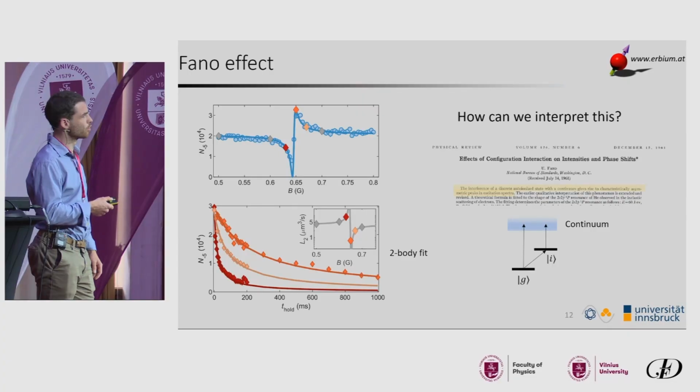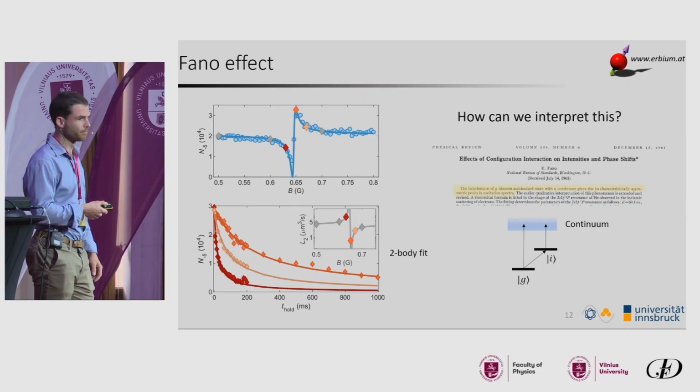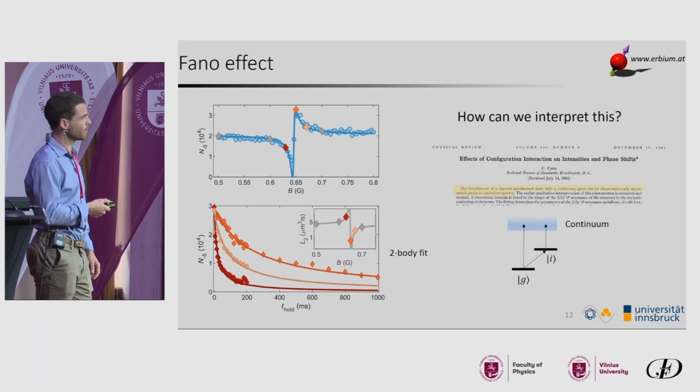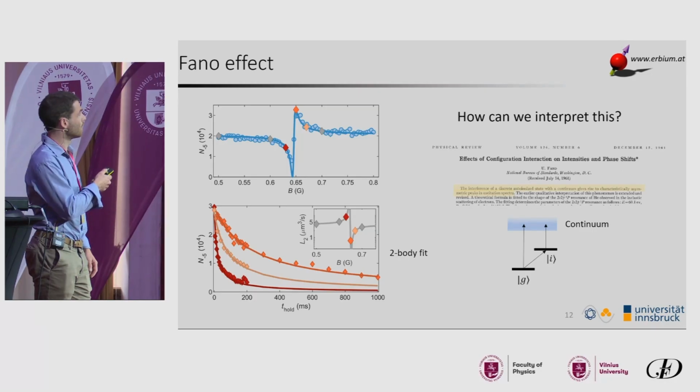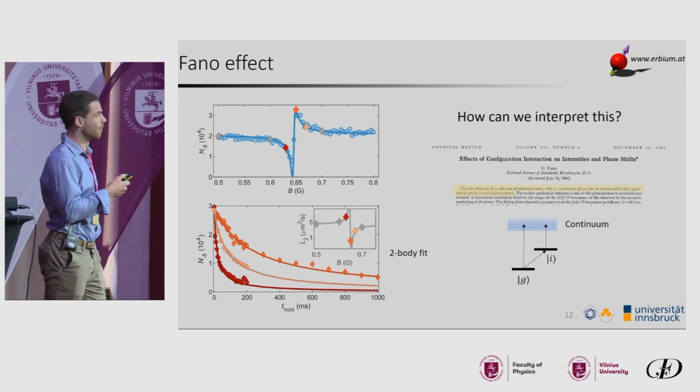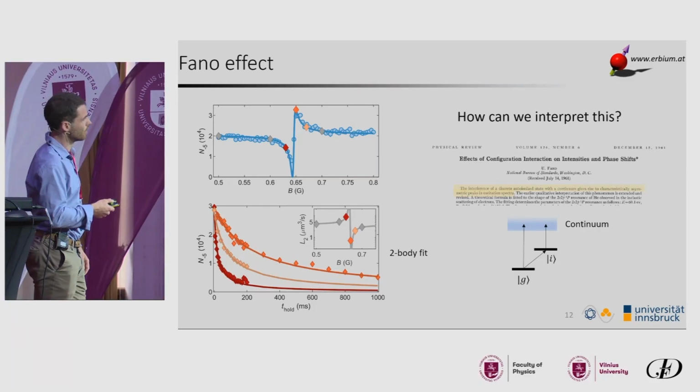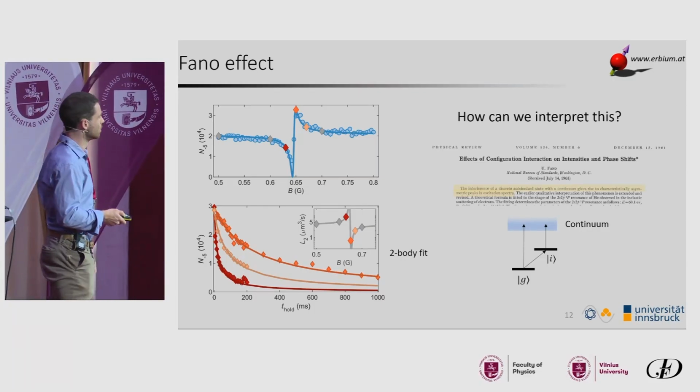What happens is that those two paths can interfere with each other if they have different dependence on the energy. They can constructively interfere, so you will have increased losses, or they can destructively interfere, and this is where you actually have a very strong decrease of the losses. So there's almost no coupling to this continuum.